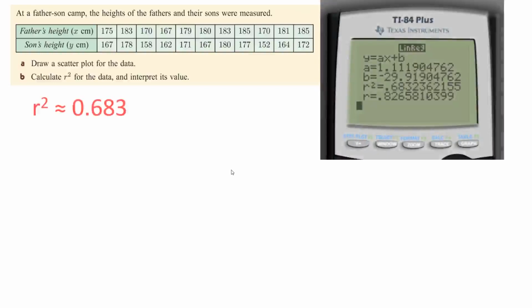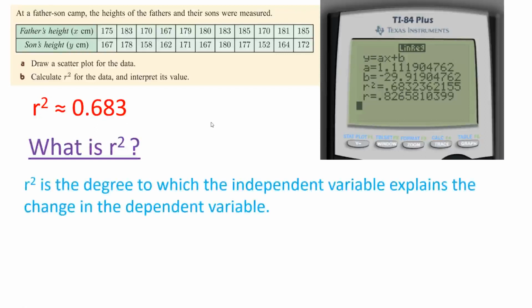So we've got an r squared that's about, I've done rounding, I didn't write all of these decimals, I just write the first 3 decimal places. So 683, and then the 2 didn't round it up, so just 0.683. And what is r squared then? What does that tell us about the data? Well, it's how much the independent variable explains the change in the dependent variable. So how much did the father's height affect the son? Does having a tall father mean that you're going to have a tall son? So that's what that is telling us, it's what extent.